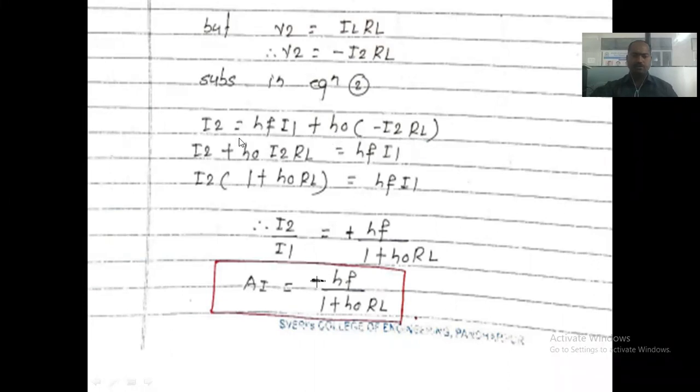Okay, so in that equation we have to take out the HF into I1. See, HF into I1 as it is, and all other things are switched over there, right? HF into I1 as it is, we kept it here, and HO into bracket of minus I2 into RL, so this is all minus, right? The minus goes to the other side and becomes plus, that is I2 plus HO into I2 into RL, which is equal to HF into I1.